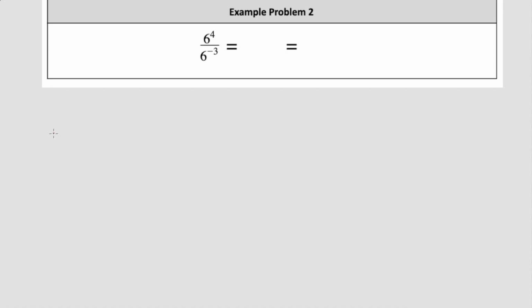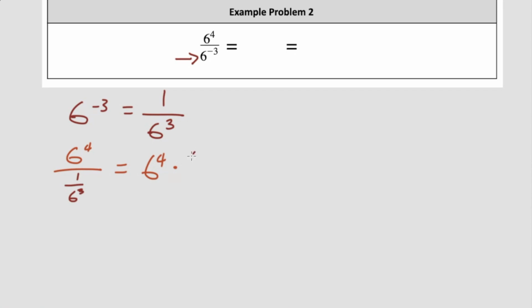To show you why I don't solve out the exponent until the very end, let's look at an example where there's exponents on the top and the bottom of this fraction. We have 6 to the power of 4 over 6 to the power of negative 3. Well, first I notice that 6 to the power of negative 3, in the denominator, is equal to 1 over 6 to the power of 3. Next I know that whole thing, 6 to the power of 4 over 1 over 6 to the power of 3, is the same thing as 6 to the power of 4 times the reciprocal of the denominator. Reciprocal comes out again. 6 to the power of 4 times 6 to the power of 3 over 1. Well, that's 6 to the power of 4 times 6 to the power of 3.